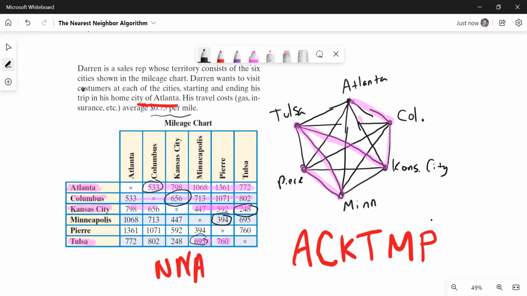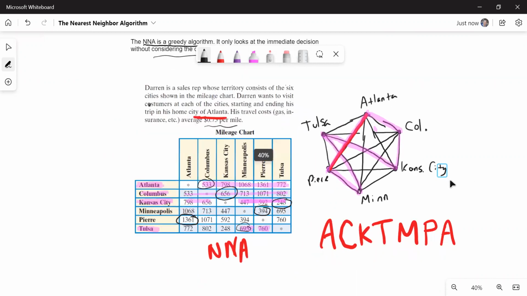Now that I've visited every city, remember, it's a circuit. So you must go back home. I have to go from Pierre all the way back. Well, I could have used my highlighter, but from Pierre back to Atlanta. And so that also is a cost on the map. All right. Pierre back to Atlanta. I'm going to end with an A, and I can find that on my map here. It's not good, $1,361.